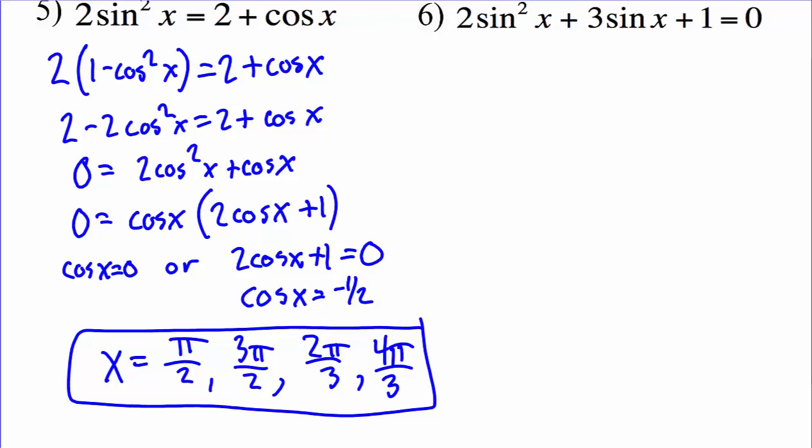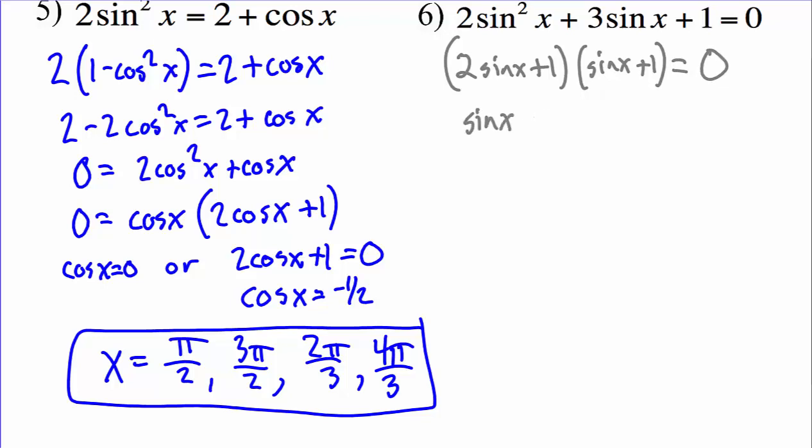Now this one, we don't have to do a lot of setup work, but you have to recognize that we can actually factor this. So I'm going to rewrite this as 2 sine of x plus 1 and sine of x plus 1 equal to 0. Again, the zero product property, and I'm going to move through this fairly quickly, but we know sine of x is equal to negative 1/2, or the sine of x is equal to -1. We can just solve either of those.